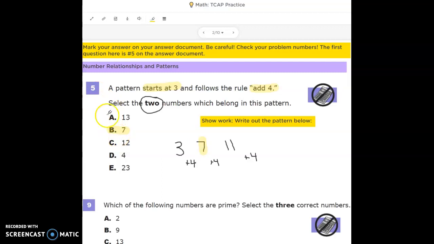By looking at the other answer choices, I know that if I'm adding 4 to 11, then 12 and 13 are not going to be an answer. I also know that 4 is not going to be an answer. So my only possible answer left should be 23. But I'm going to continue my pattern just to double check myself. 11 plus 4 is 15. Plus 4 more, 19. And if I add 4 more from 19, that gives me 23. So here I have found the 2 answer choices by writing out that pattern.